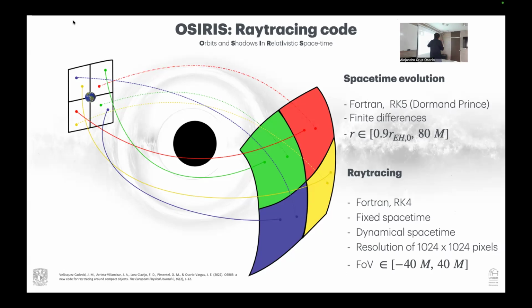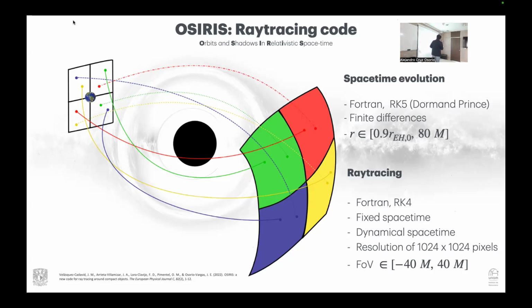Here, what we are doing is to solve the Einstein equations, okay? Now we have this point. This is just to describe the code that we have. The code can solve the equations for fixed and for dynamical spacetime. Does this clarify your question? Yes, exactly. I will show you now.